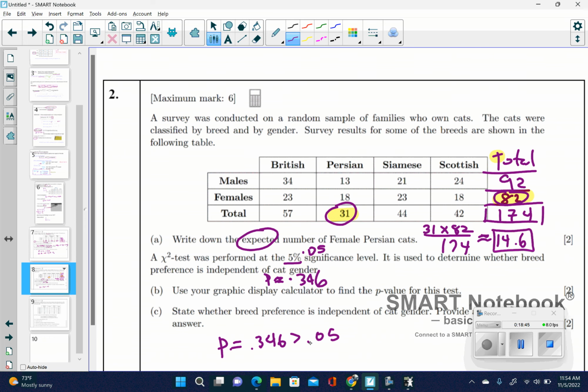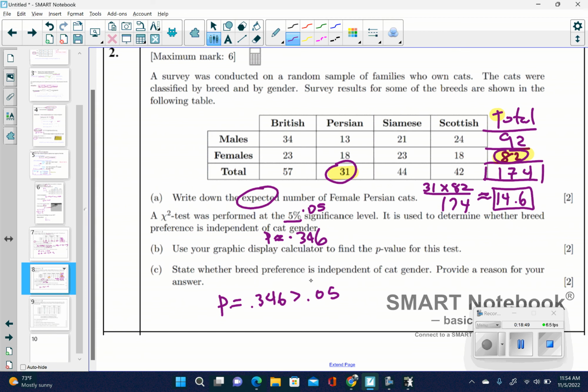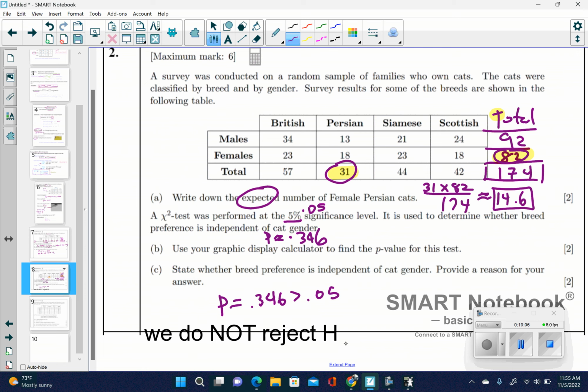And boom. Okay, so now this is a different case, right? So state whether they are independent. So since the p-value is greater than our significance value, we do not reject. So we do not reject the null, H, I'm just going to put a little 0 here, right? So we do not reject the null hypothesis. So therefore, breed preference is independent of the gender.